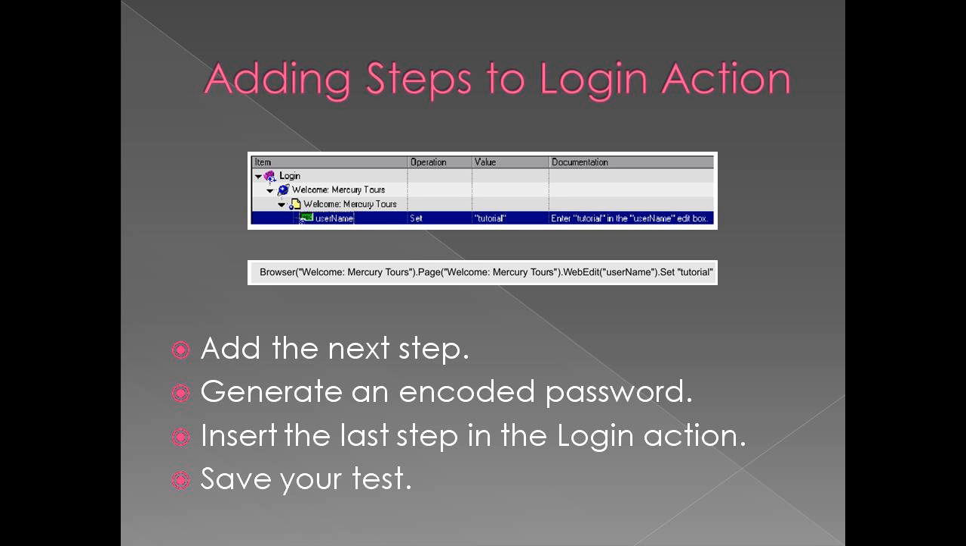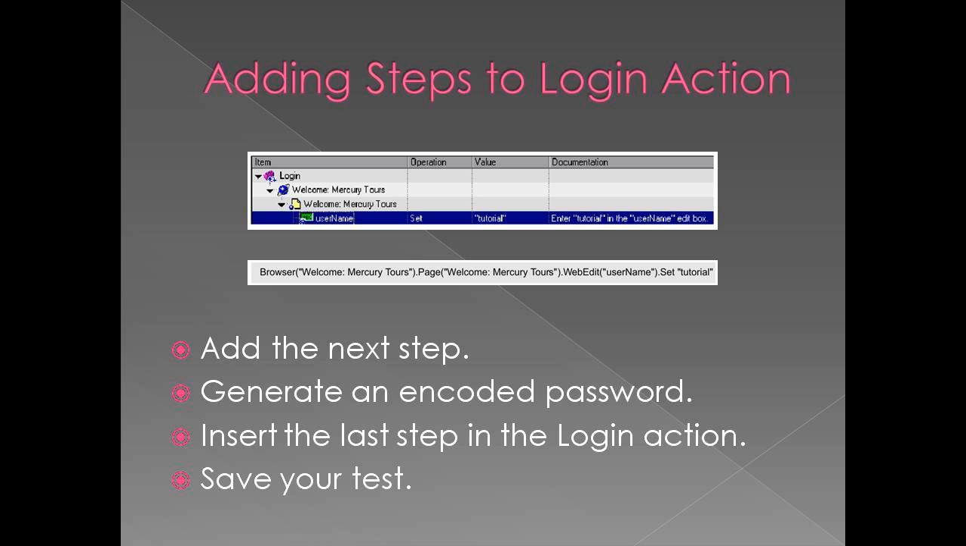The password web edit test object is added to the item cell, and the default method, set, is added to the operation cell. You need to change this method because the password needs to be encoded. Also, no documentation is added to the documentation cell because the step is still missing a required value.